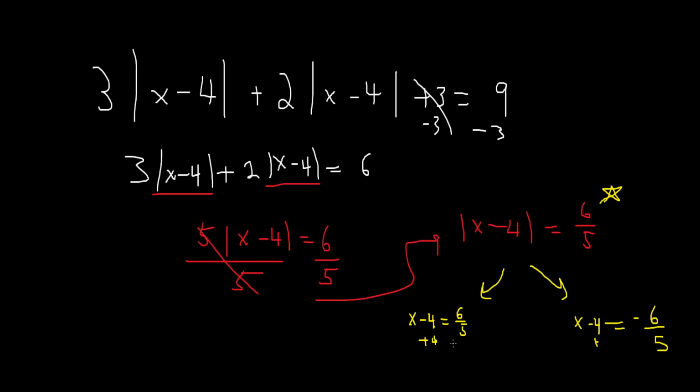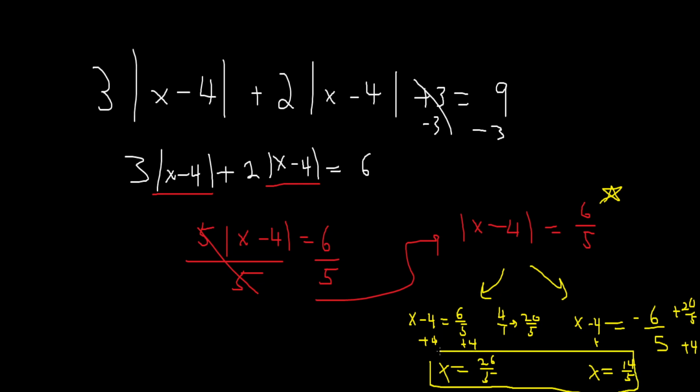So we're going to add 4 to both sides. And if you remember the fraction stuff, 4 over 1 would be the same as 20 over 5. So x is equal to 20 plus 6, that'd be 26 over 5. And x is also equal to, we'd still be adding 20 over 5, so negative 6 plus 20, that'd be 14 over 5. So our 2 answers in this case would be 26 over 5 and 14 over 5.